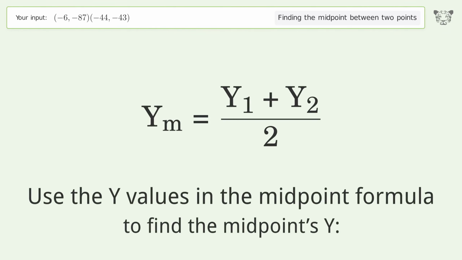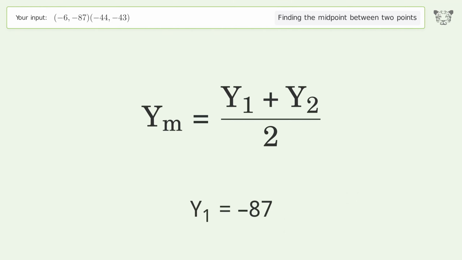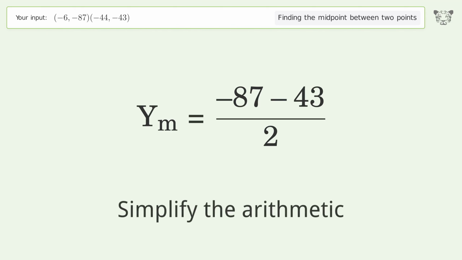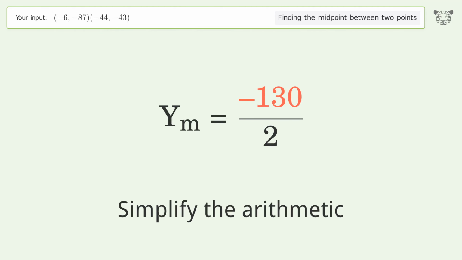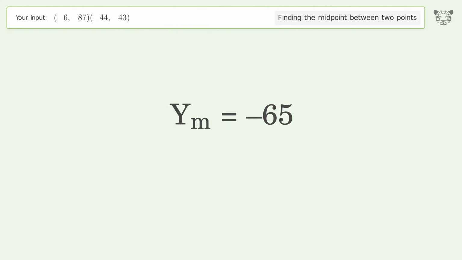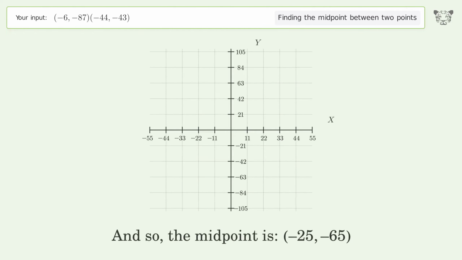Use the y values in the midpoint formula to find the midpoint's y. y1 equals -87. y2 equals -43. Simplify the arithmetic. And so, the midpoint is -25, -65.